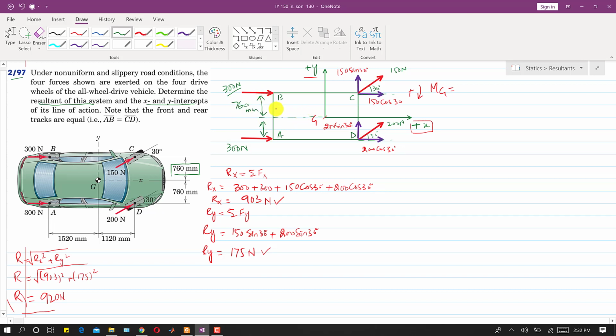Similarly, this is also 760 mm. This distance is given as 1520 mm, and this distance is also given, 1120 mm. So we will write 300, producing clockwise moment, multiplied by 760 mm. Similarly, this other 300 Newton force is producing counterclockwise moment with exactly the 760 mm moment arm, so I will write minus 300 into 760.